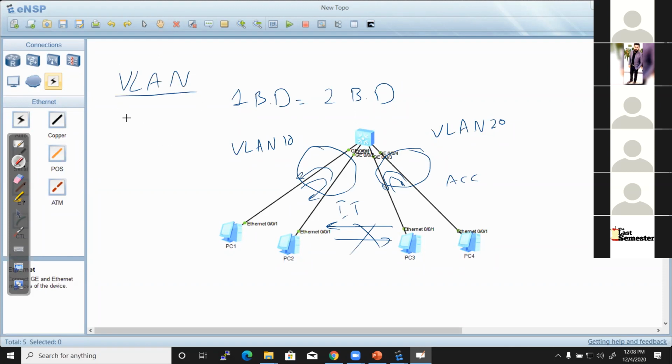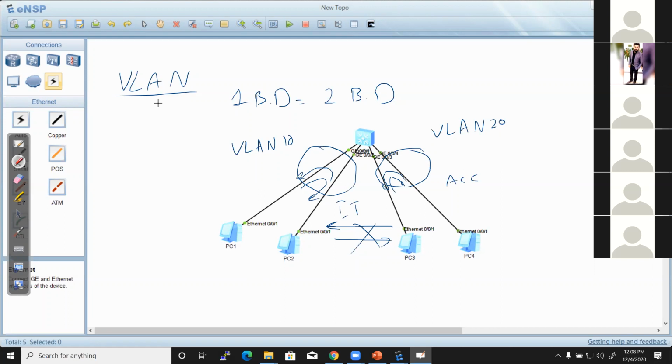And what is the major advantage? Can any one of you explain this concept? What is the major advantage of creating a VLAN? Maintain the security of a network. All right. What else? Improve performance of the network.